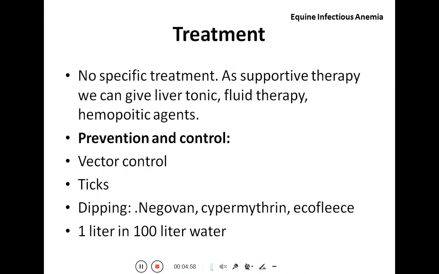And for the treatment, there is no specific treatment. As supportive therapy, we can give liver tonic, fluid therapy, and hemopoietic agents, which increase blood production. In prevention, we can mainly control the vector, and among the vectors we have ticks also. For that, we can use dipping of the animals with Negovan, cypermethrin, or Ecofleas, used as 1 liter in 100 liters of water.